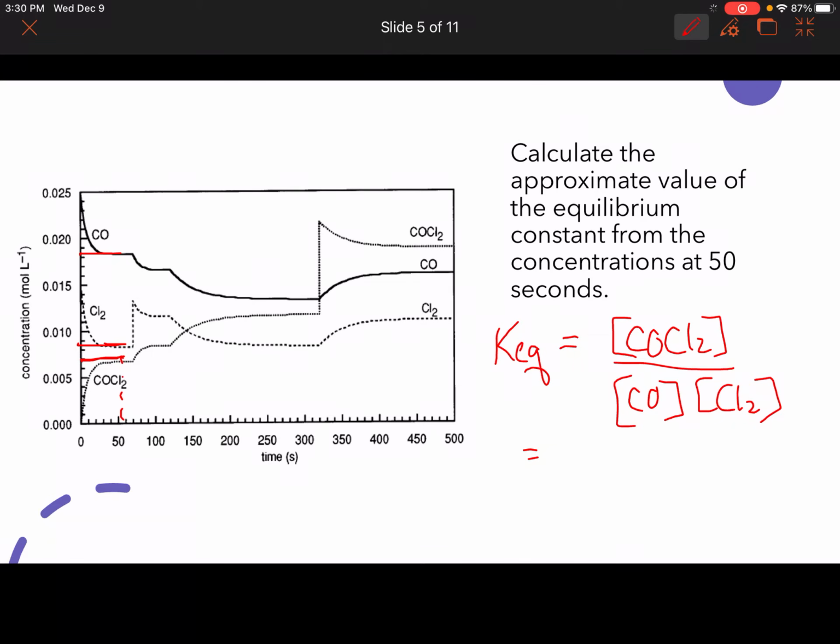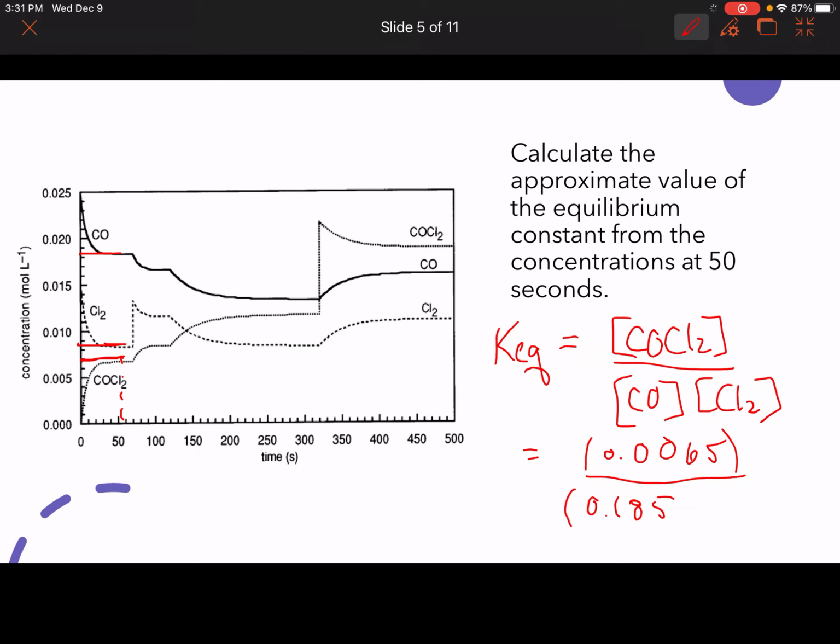So COCl2, if I look there, it's at about 0.0065, I believe, yeah. 0.65 molar, and then we're going to divide that by the carbon monoxide and the dichlorine, the chlorine gas. If we look at the carbon monoxide, we are at 0.151617185. I'm going to say 0.185.